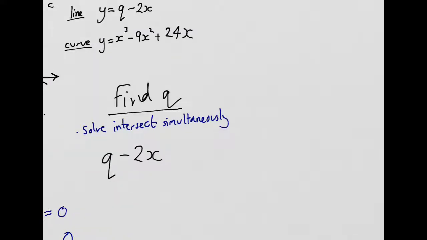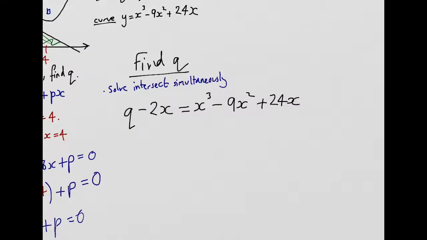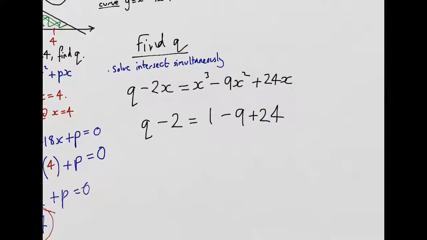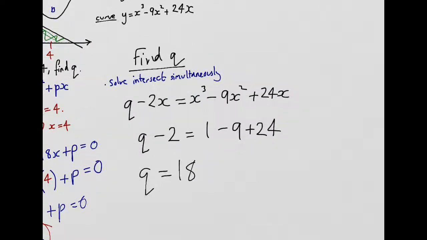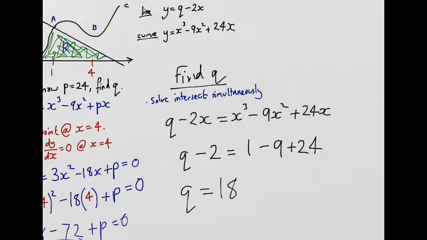So the equation of the line, we're going to set equal to the equation of the curve. There we go. And we know they intersect when x equals 1, so let's put that in as well. And we can just rearrange that, and we should find that q equals 18. Excellent. Alright, so now we can work on to the actual integration part of this question. So I'll just fill q in at the top there.